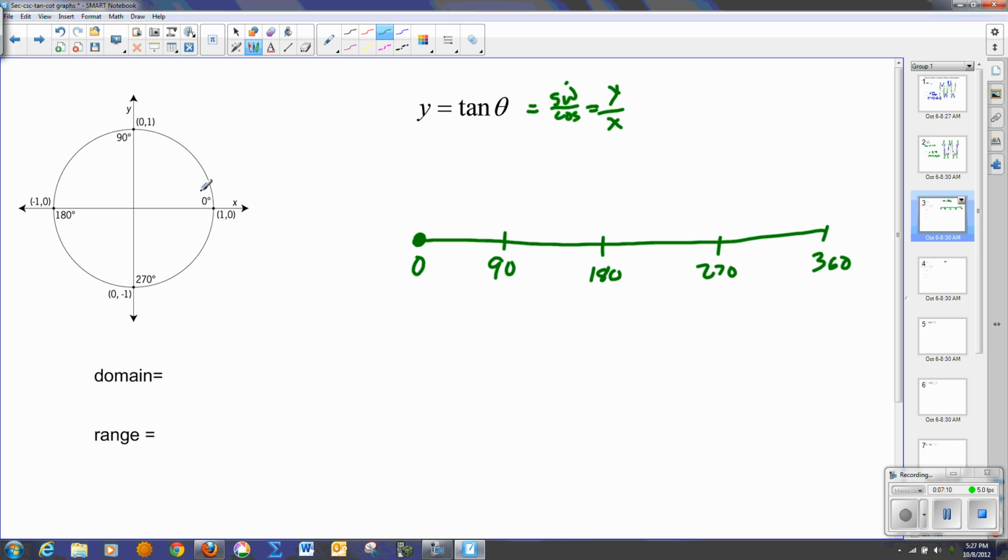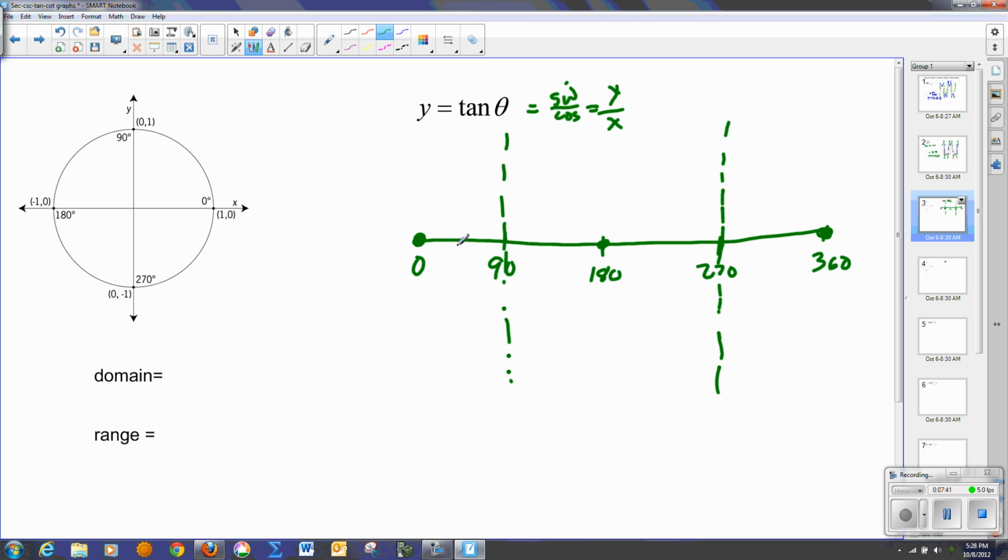If I go to 90 degrees, and I have an x value of 0 and a y value of 1, and I put y over x, I get an undefined term. At 180, I get 0 over negative 1, which is 0. At 270, I get negative 1 over 0, again, undefined. And at 360, I should get the same value as 0 because they're coterminal. Now, I'm kind of stuck because I can't connect dots since I have these asymptotes.